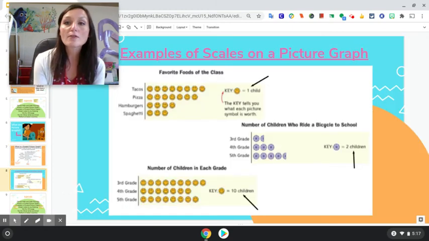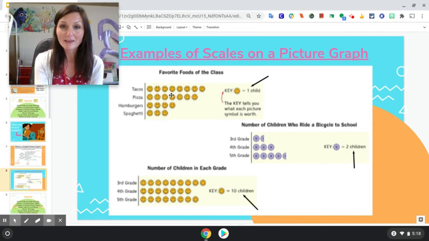Okay, here are some other examples of scales on a picture graph. Here they chose to use their symbol as a smiley face, and every smiley face is one. It means one child for the favorite food. So these are 1, 2, 3 children who like spaghetti.